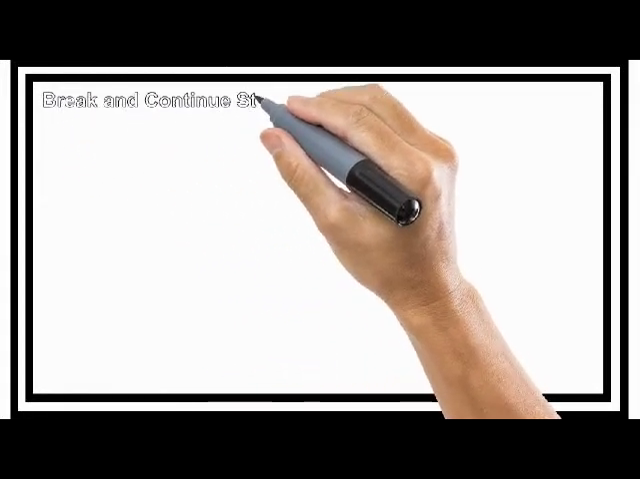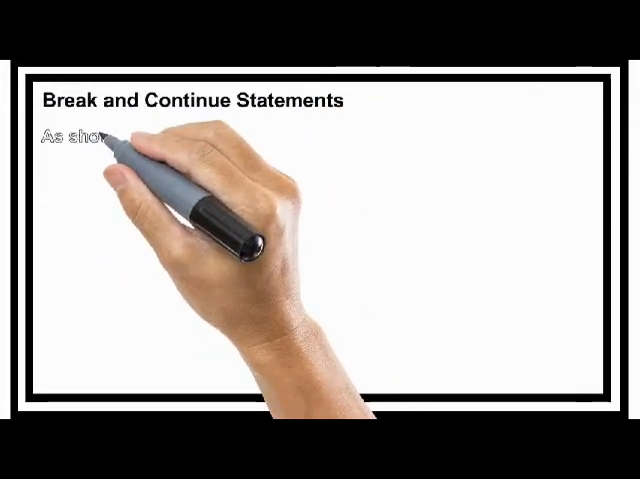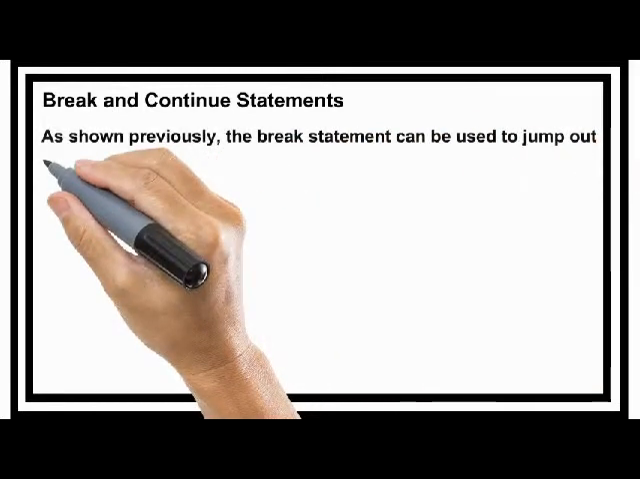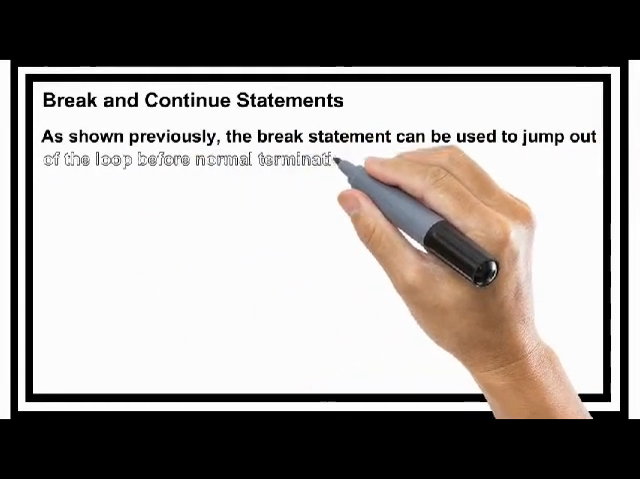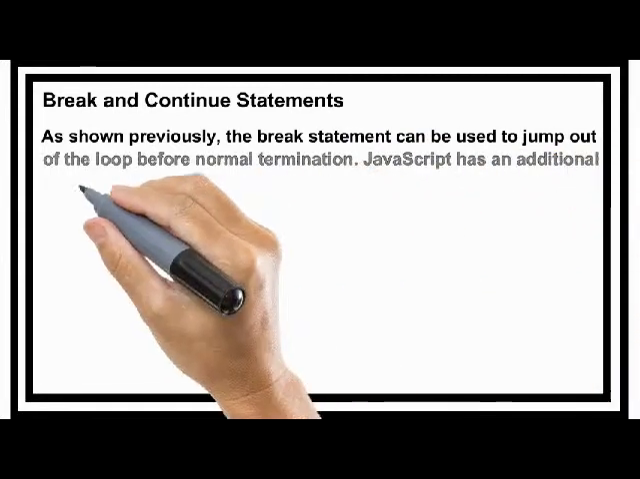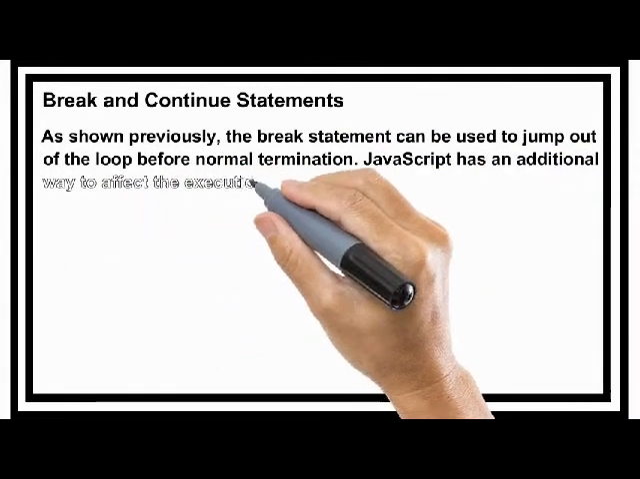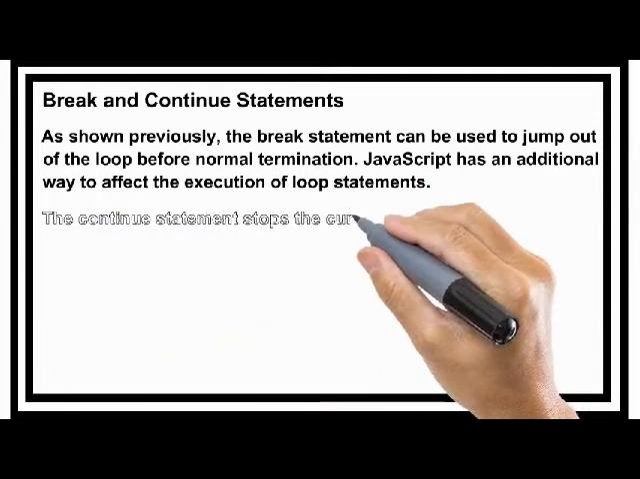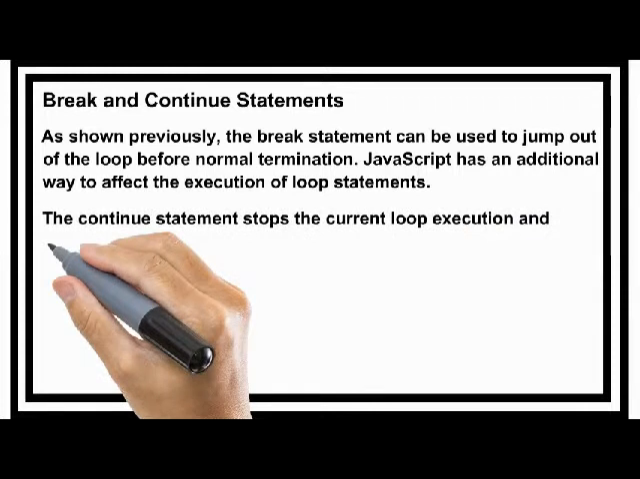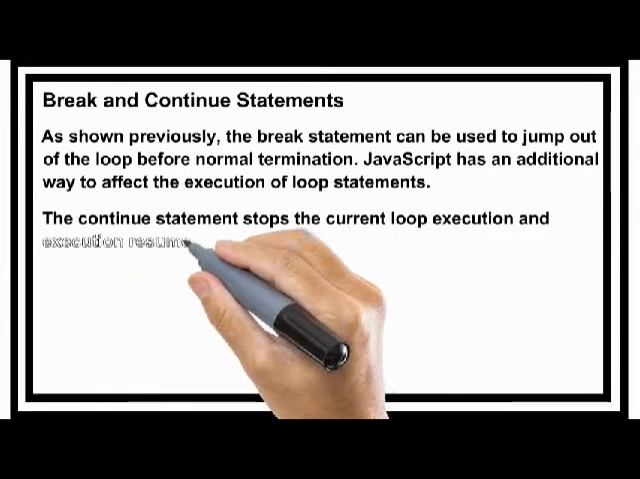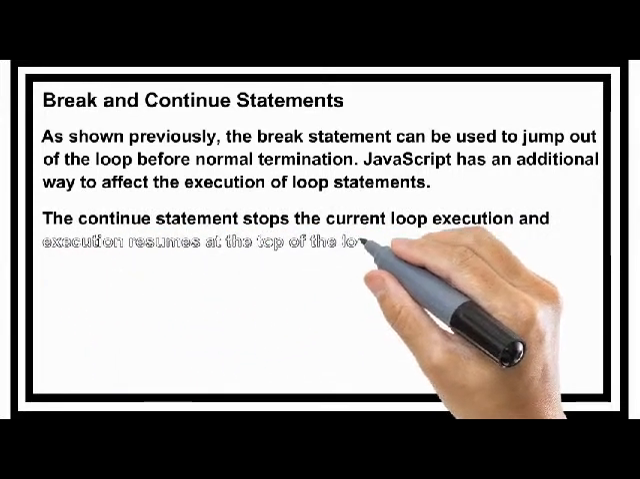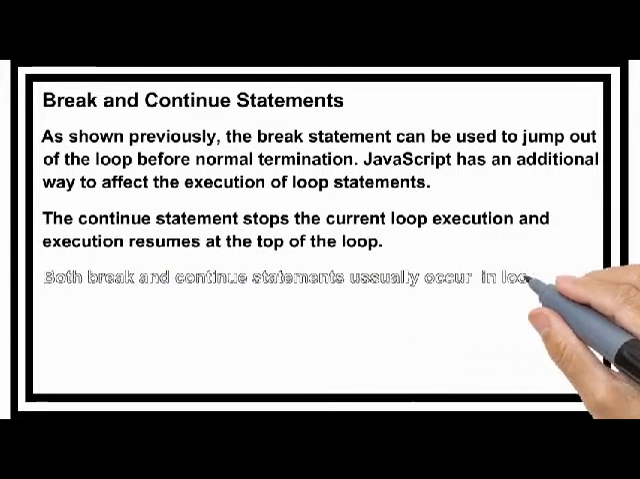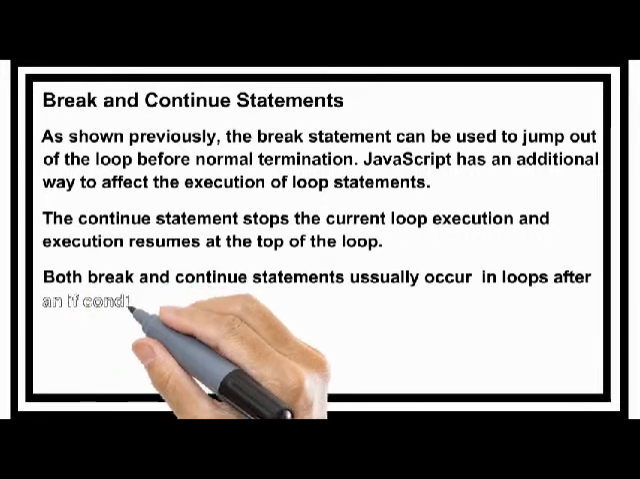Break and continue statements. As shown previously, the break statement can be used to jump out of the loop before normal termination. JavaScript has an additional way to affect the execution of loop statements. The continue statement stops the current loop execution, and execution returns to the start of the loop. Both break and continue statements usually occur in loops after an if condition evaluates to true.